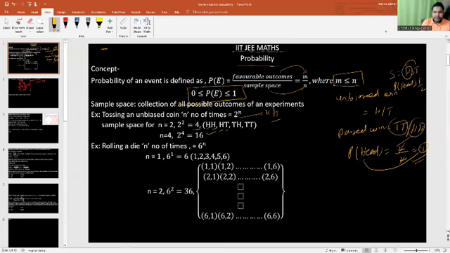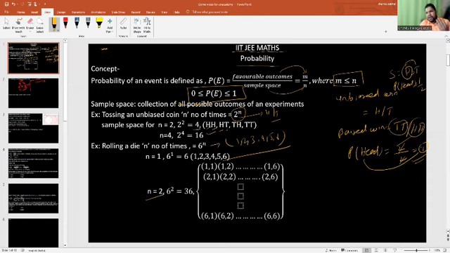So remember that if you are tossing an unbiased coin, the sample space will be 2 raised to n. Similarly, if you are rolling a die n number of times, it will be 6 raised to n, because a die has numbers from 1 to 6. So n is equal to 1 means any of the numbers 1, 2, 3, 4, 5, 6 can come up. If you roll it n is equal to 2 times, it's 6 square, 36.